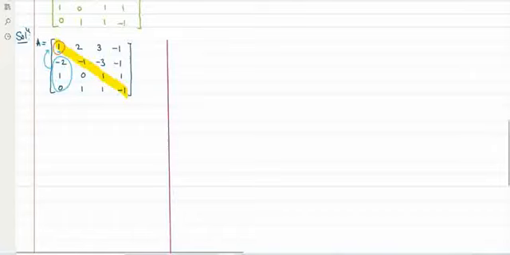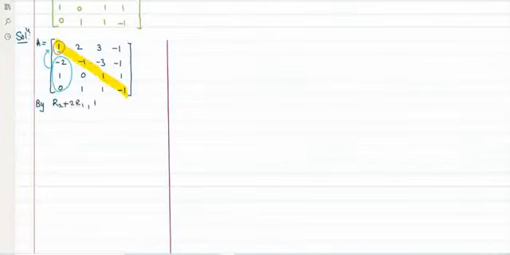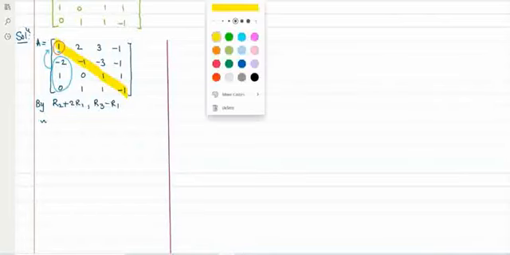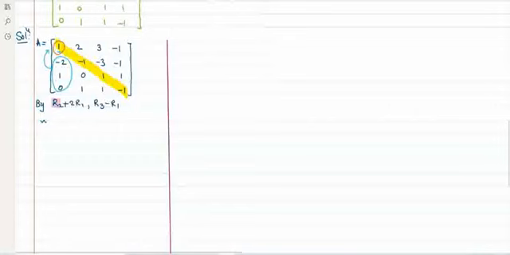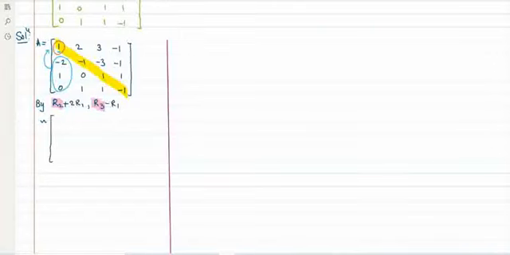What are the transformations? R2 plus 2R1, and R3 minus R1. So these two transformations change the second row and third row. The new equivalent matrix has the first row unchanged: 1, 2, 3, -1.